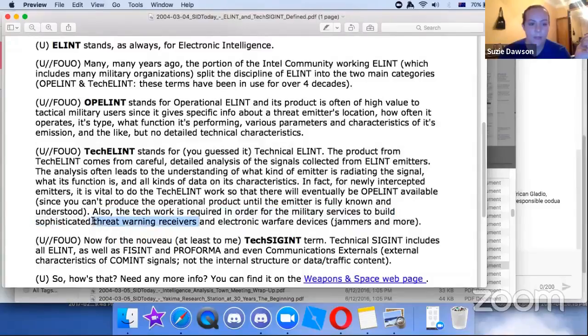Threat warning receivers. To me, that says they've analyzed the technical intelligence and established the patterns of the target, and they want to write algorithms that receive warnings triggered on certain events, like X person meets with Y person in Z location will trigger a message to whoever, which could in turn trigger an operation.